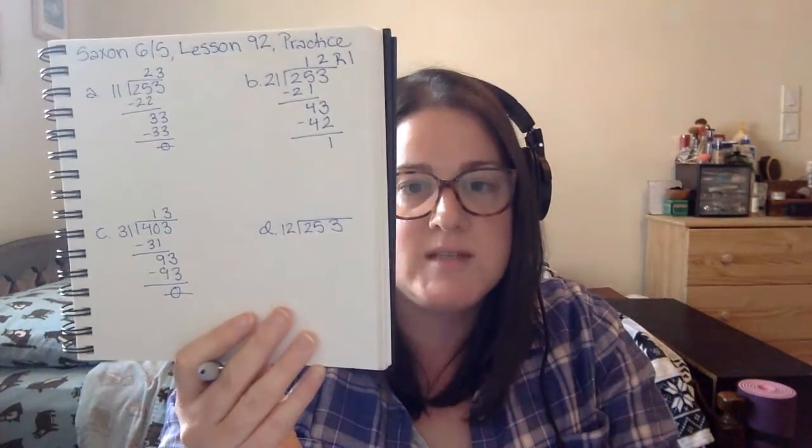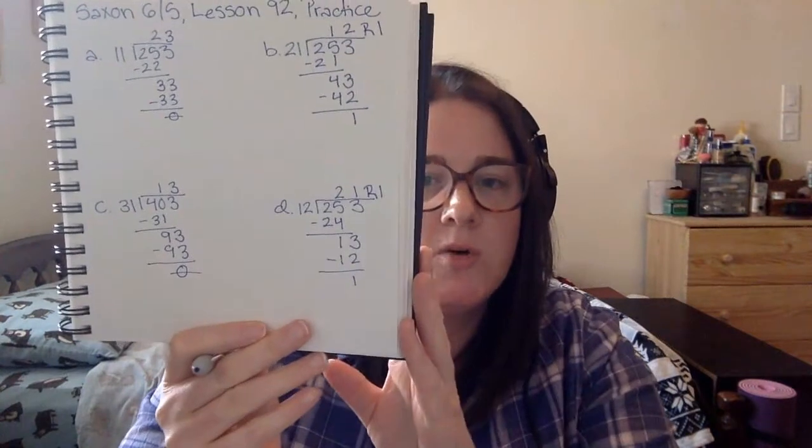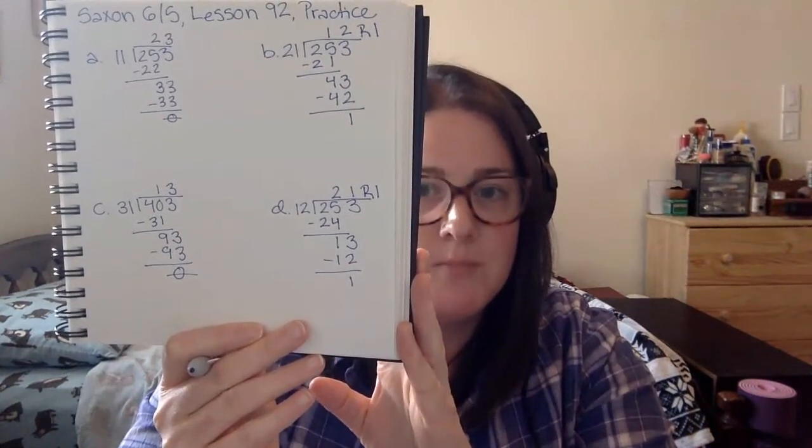Problem D, 253 divided by 12. We can't divide 2. That's too small. So we're going to do 25. 25 divided by 12, we're going to estimate as 2. 2 times 12 is 24. 25 minus 24 is 1. We're going to bring down our next digit, which is 3. So now we have 13. 13 divided by 12 is 1. 1 times 12 is 12. 13 minus 12 is 1. That is our remainder. Because we have no more digits to bring down, our quotient is 21 remainder 1.